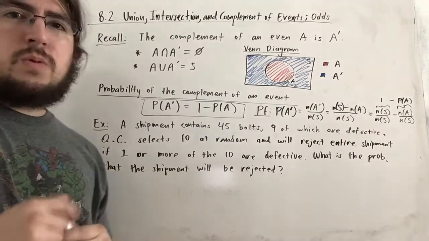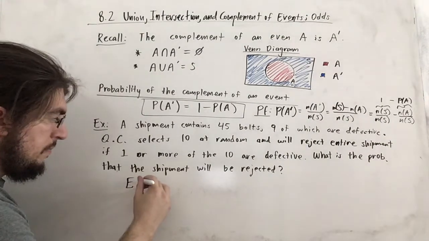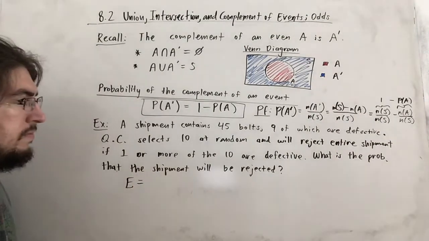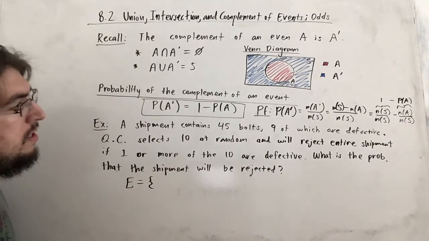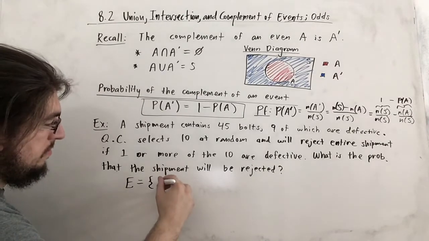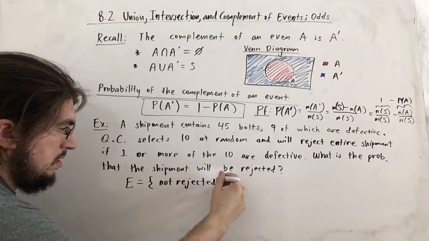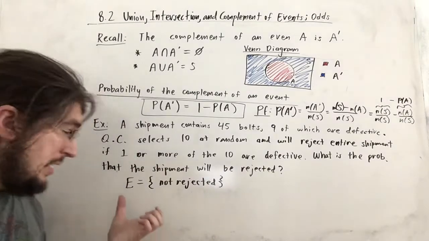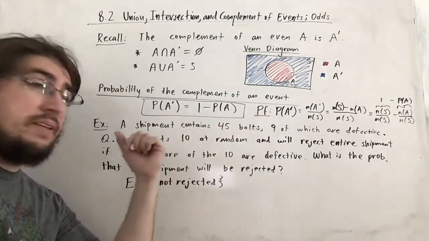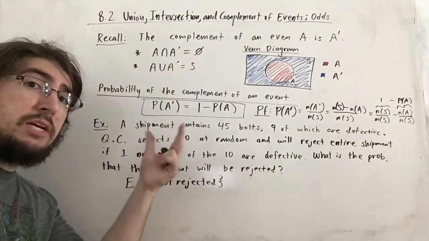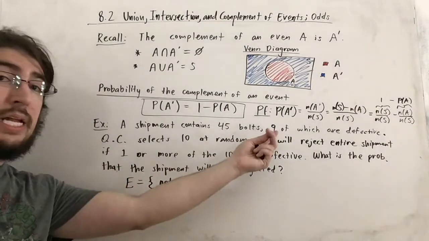Well, first off, here's what we're going to do. We're going to imagine the shipment is not rejected. So let E be the set of shipments that are not rejected, or I guess accepted. Now really what that means is that we selected none of the 9 that were defective in the 45 bolts, because we know in this particular shipment 9 of these 45 are for sure defective. But if we didn't reject, then that means we didn't select these 9.